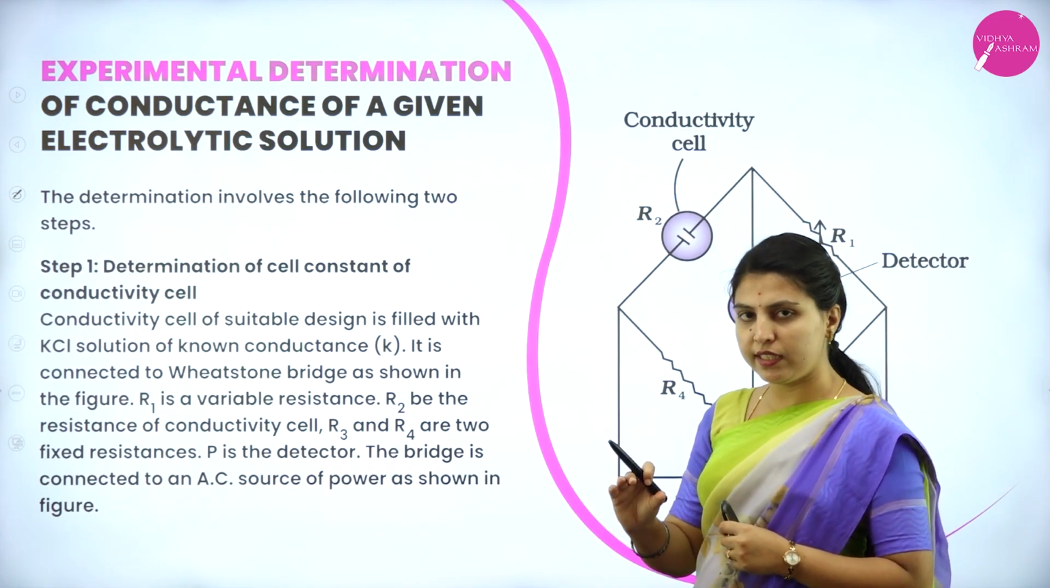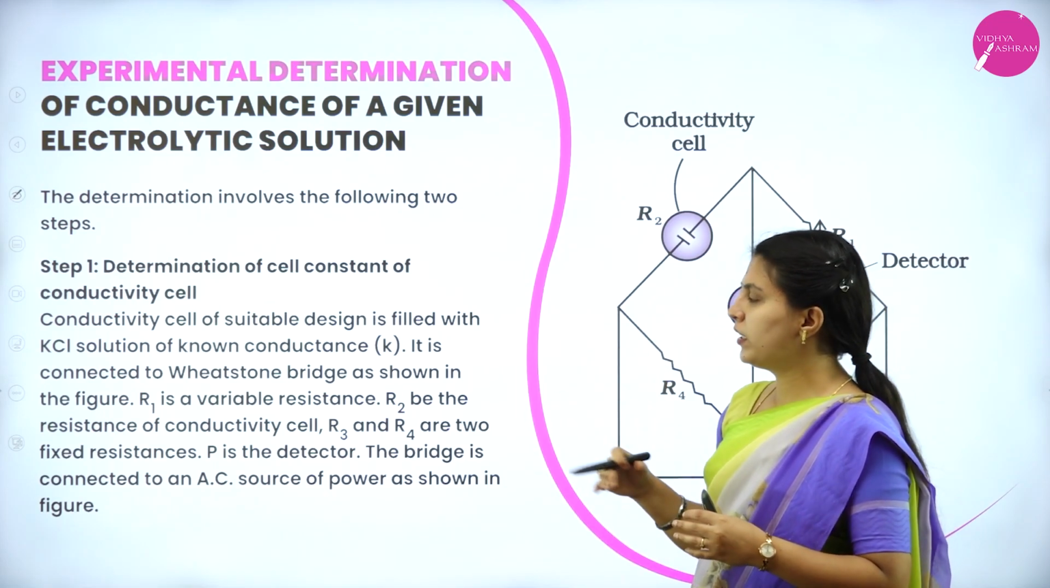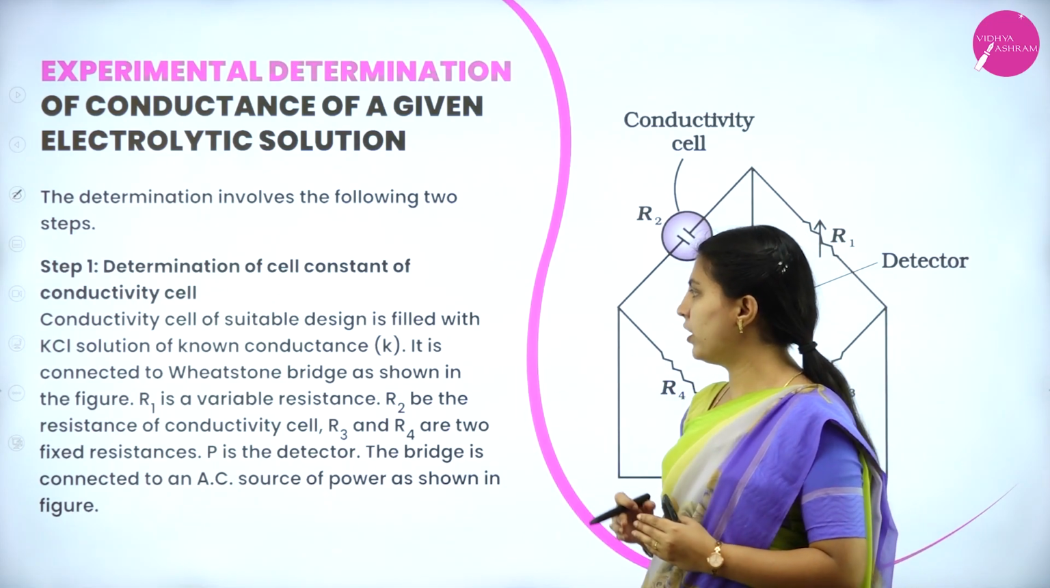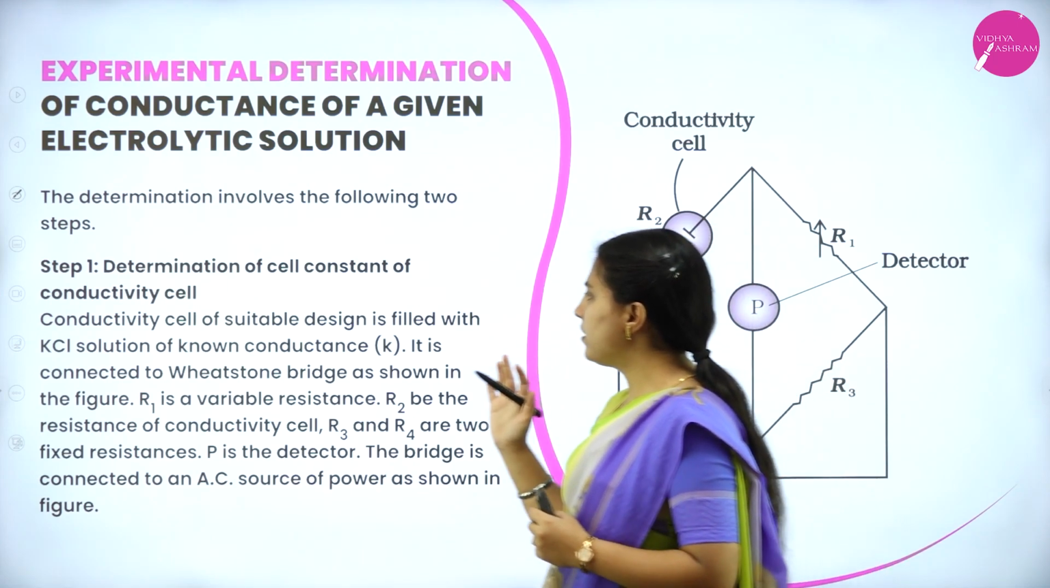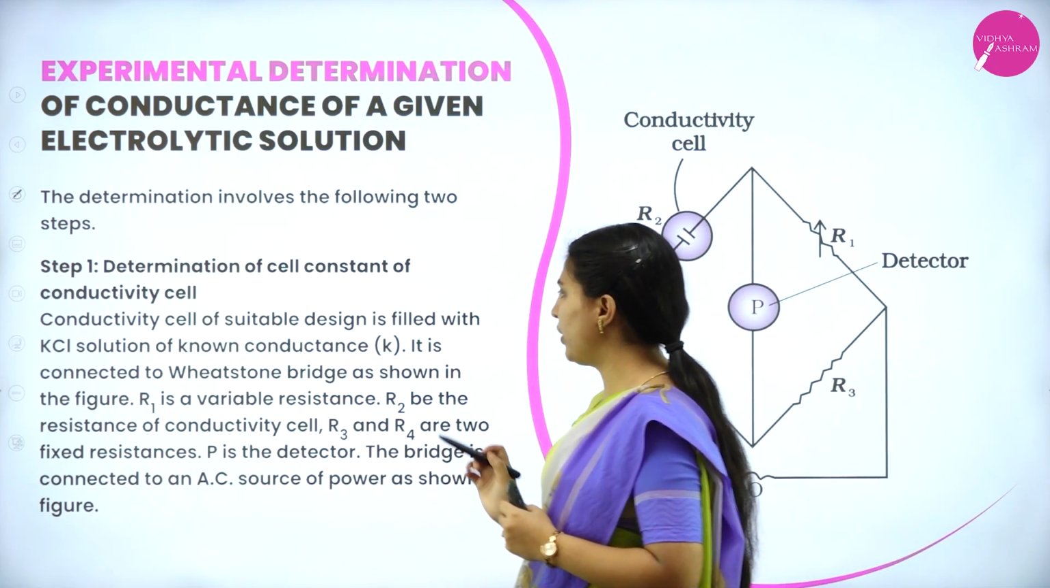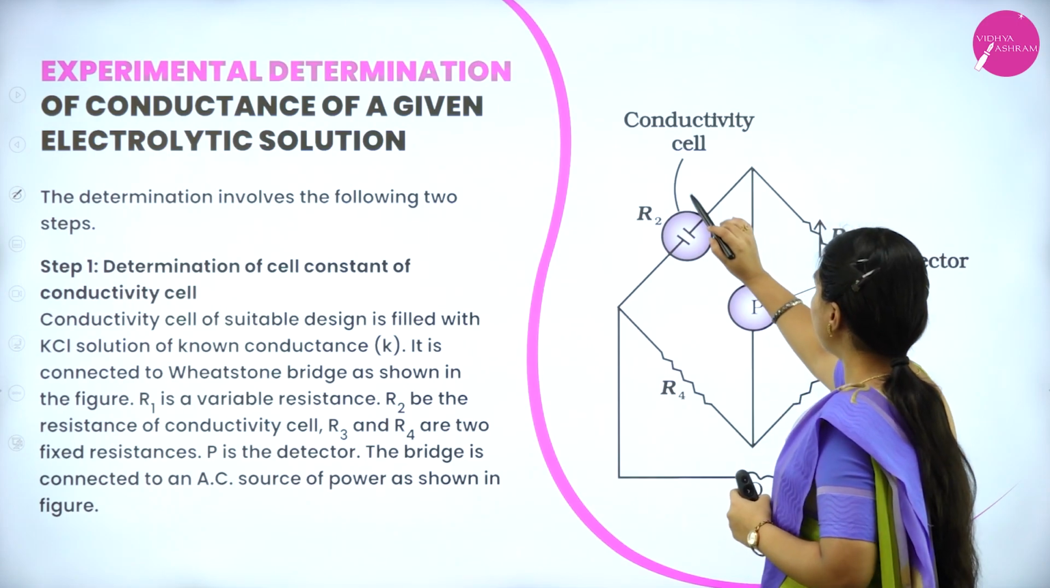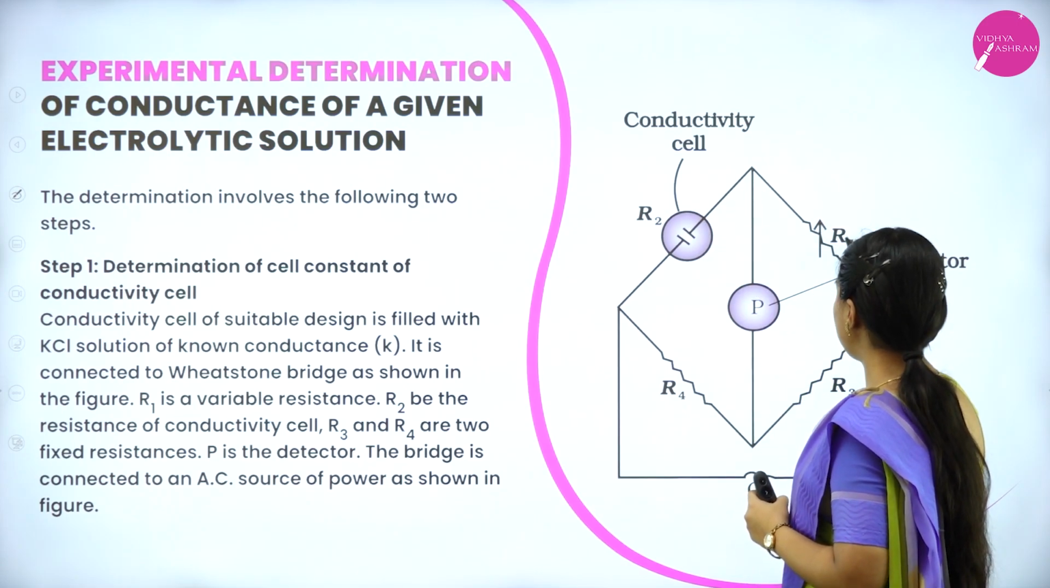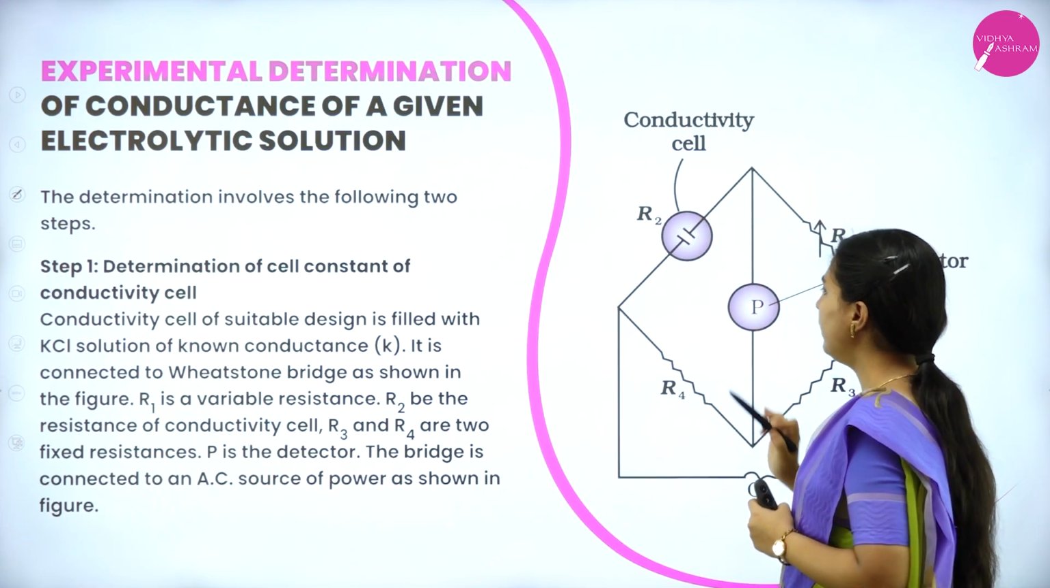Okay, the conductivity cell will be filled with a potassium chloride solution of known conductance. It is connected to a Wheatstone bridge as shown in the figure. Here the conductivity cell will be connected. These are resistances 1, 2, 3 and 4.